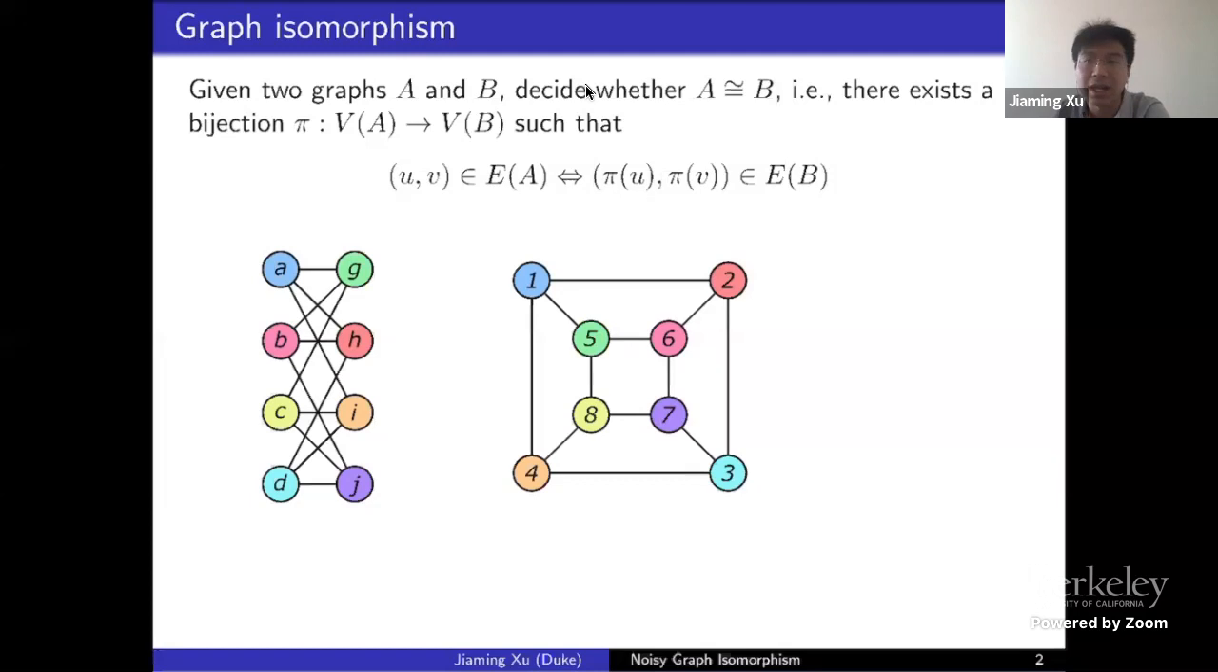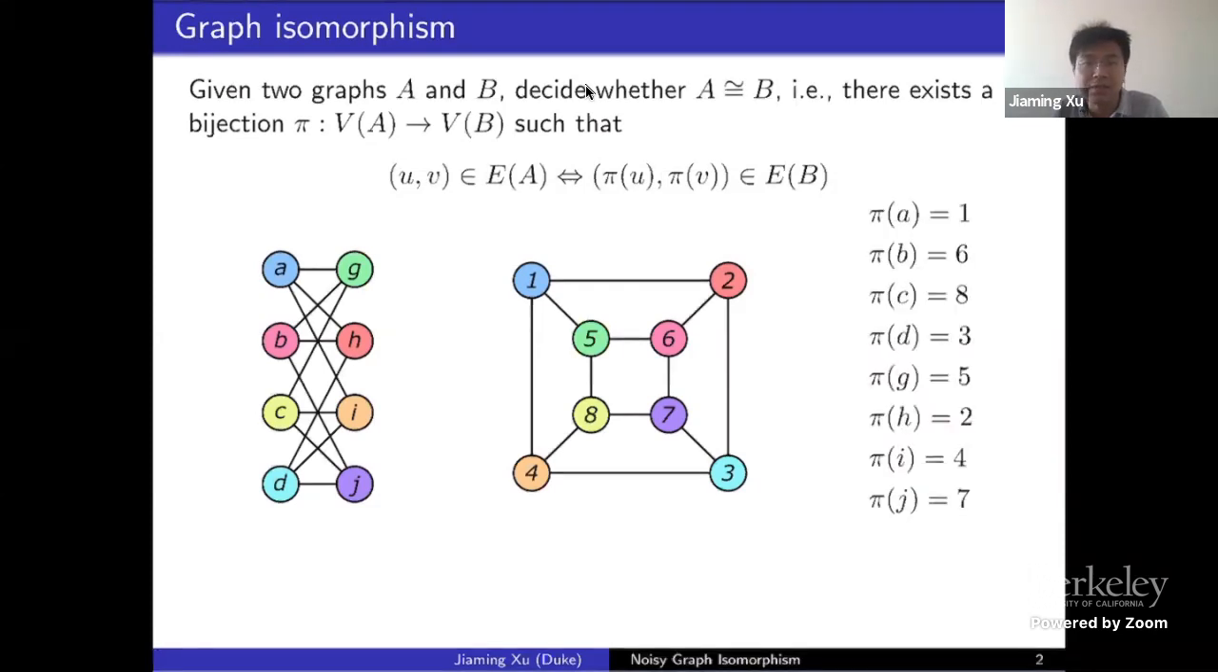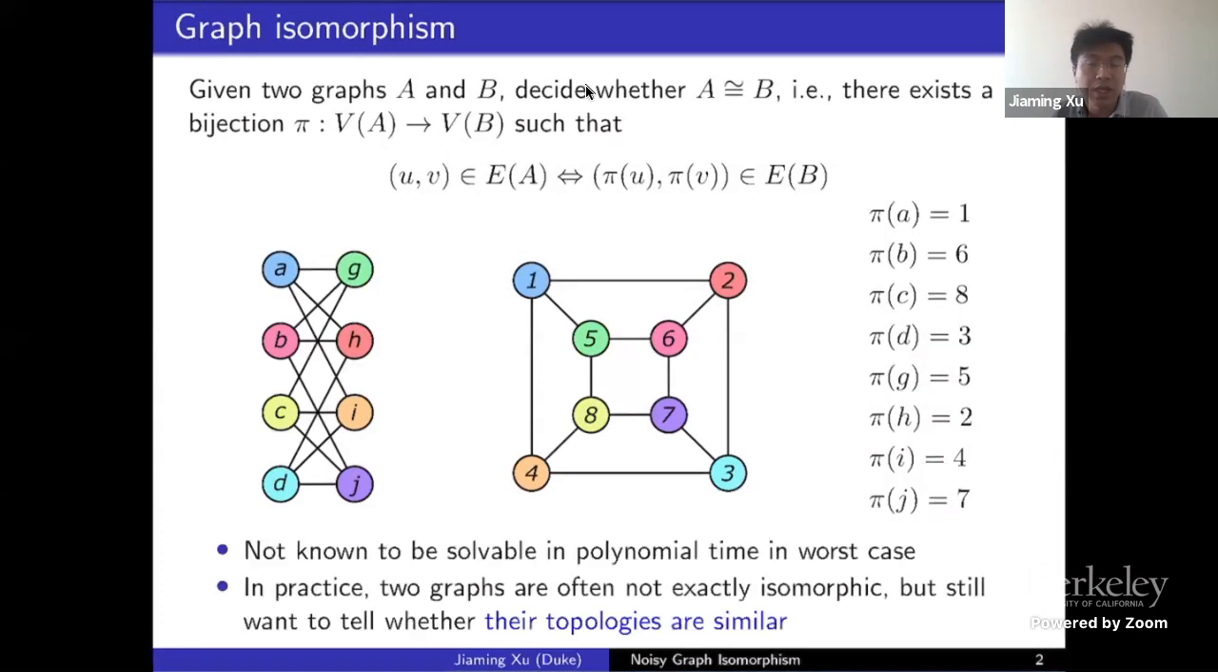Here is a classical example illustrating the difficulty of graph isomorphism. In these plots, even though the two graphs appear to be rather different, they are in fact isomorphic to each other. The underlying isomorphism is given as follows and also highlighted using the same colors in the plots. In the worst case, graph isomorphism is actually not known to be solvable in polynomial time.